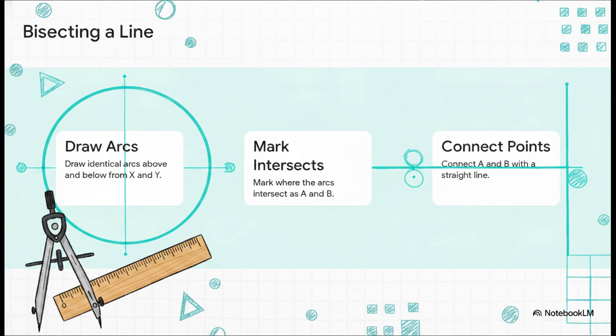Just make sure you absolutely do not change the compass width. Second, you carefully mark exactly where those arcs intersect each other. Bam! Those are your magic points, A and B. Finally, you just connect A and B with a straight line.